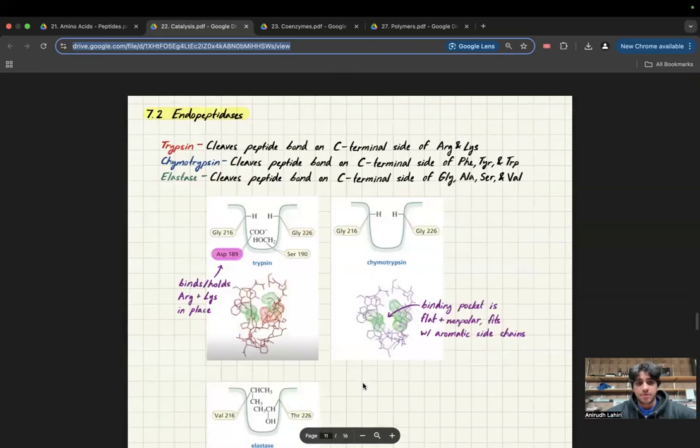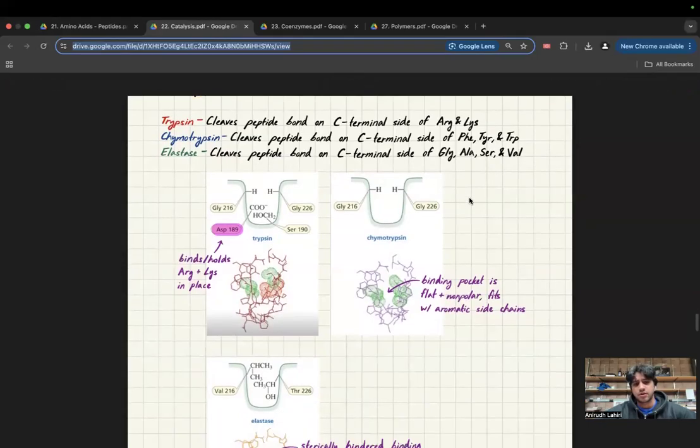Okay, endopeptidases. There are three main endopeptidases: trypsin, chymotrypsin, and elastase. The specific points they cleave are all C-terminal, so they're all cleaving on the right side of an N- to C-terminal amino acid chain. Trypsin cleaves positively charged residues, so arginine and lysine. Chymotrypsin cleaves the aromatics: phenylalanine, tyrosine, and tryptophan. And elastase cleaves glycine, alanine, serine, and valine, the smaller amino acids, right?